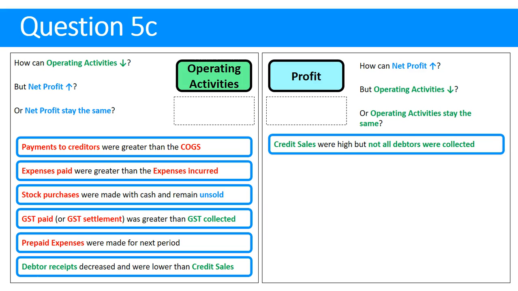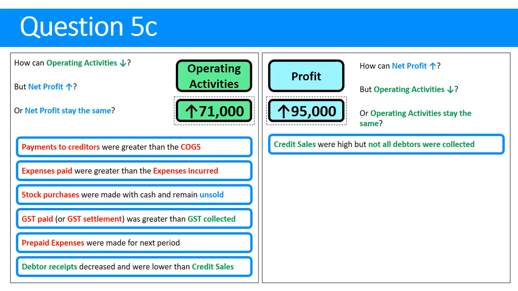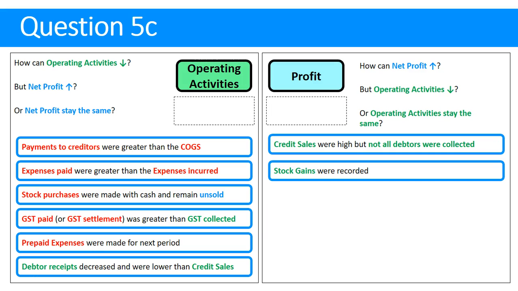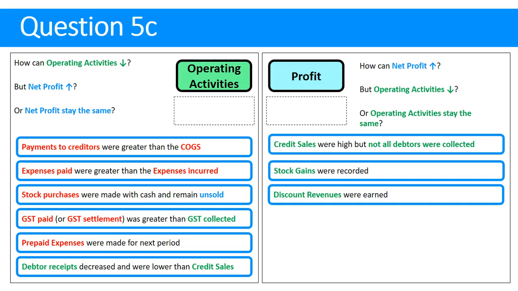How could net profit go up, but operating activities either go down or have no impact? Maybe we had high credit sales, but we didn't collect everything. So we just sort of looked at that example. Maybe we made credit sales of $95,000, but we did a bad job of collecting them. Only collected $71,000. Possibly we could have had a stock gain. Now, a stock gain would increase profit, but actually not increase cash. So that would explain our situation.